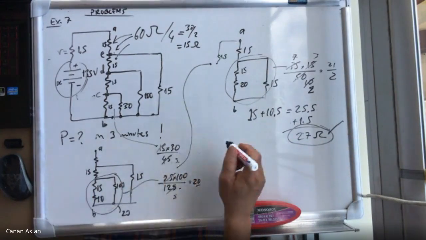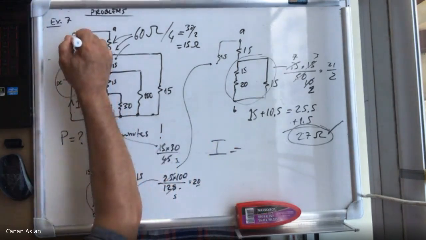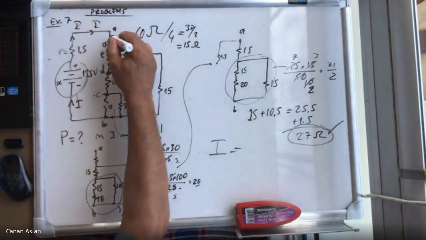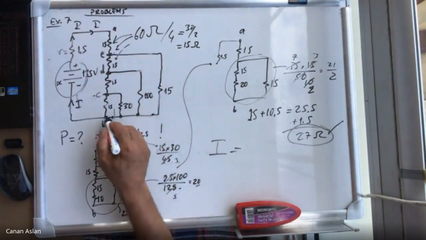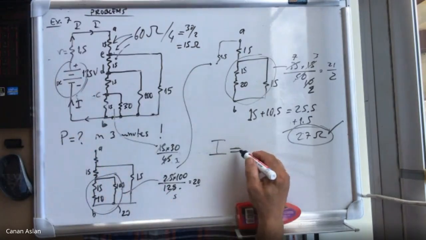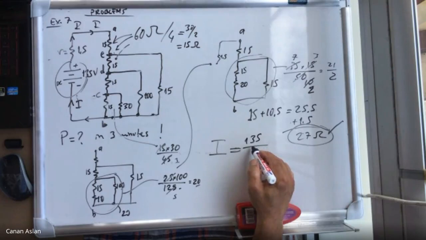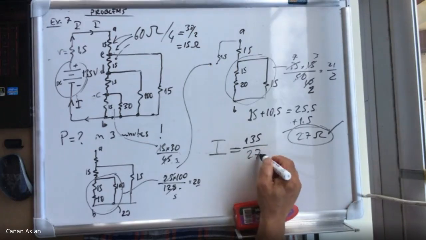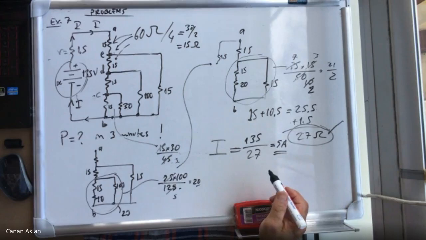In this case, the current that the power supply delivers in this direction and in this direction, okay, of course, as soon as it comes here, it goes into different branches. But if they are all added, then the same current will flow. So the total current that this power supply provides will be 135 divided by 27. And then it gives you just 5 amperes. Okay, so the current is 5 amperes.